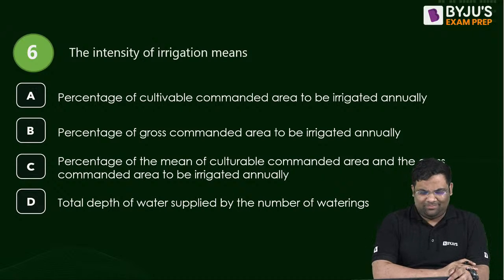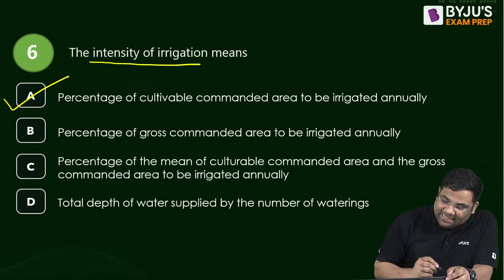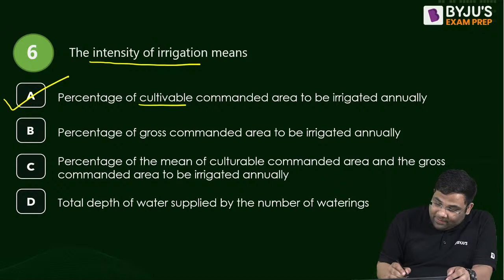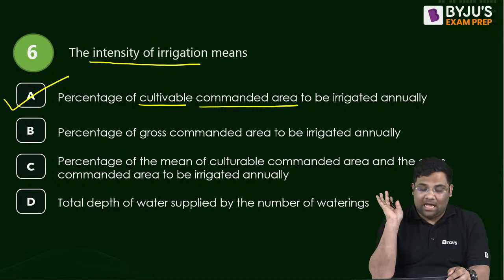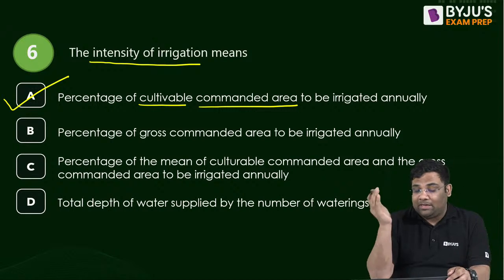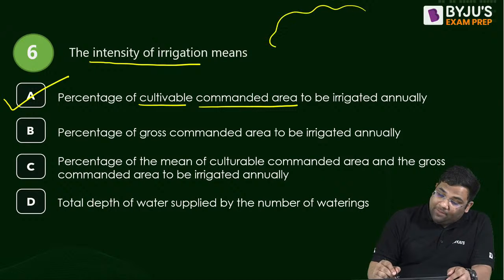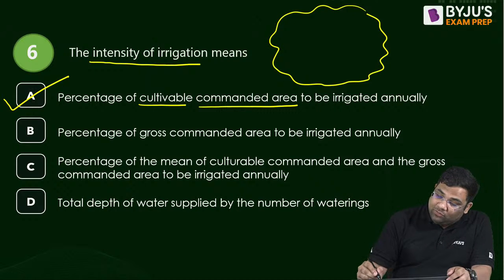D. Intensity of irrigation is the percentage of cultivable commanded area to be irrigated annually. See, suppose we have an area. This is known as the gross area, the gross commanded area, or I can say GCA.